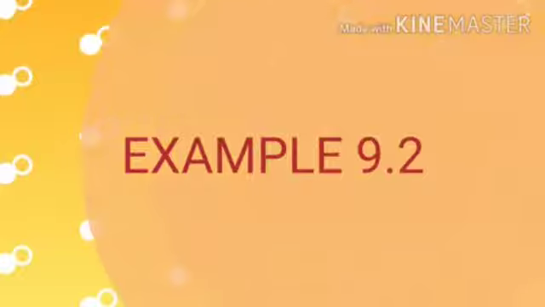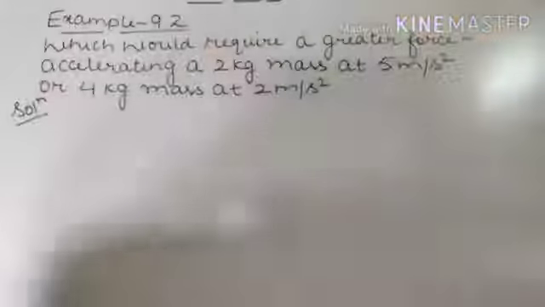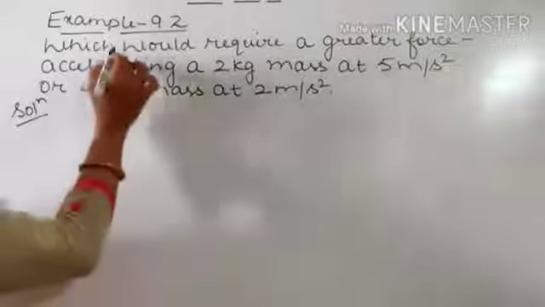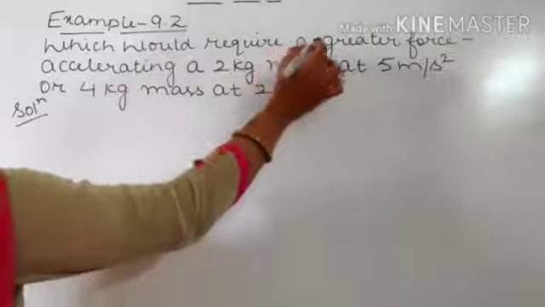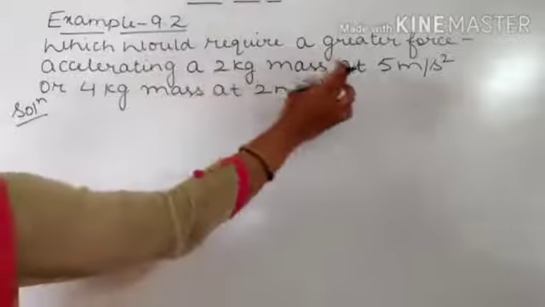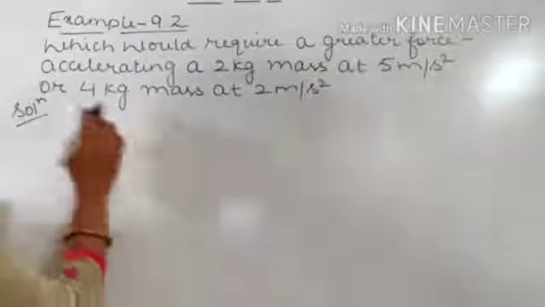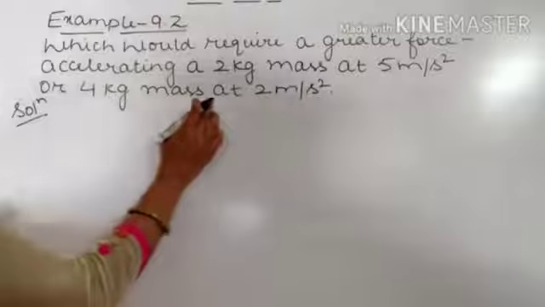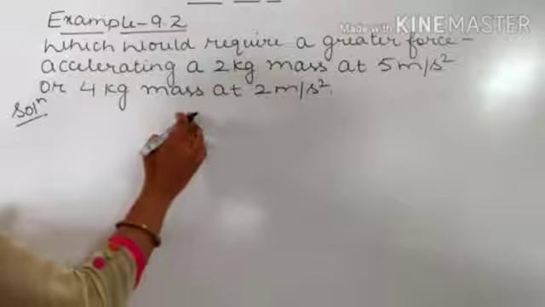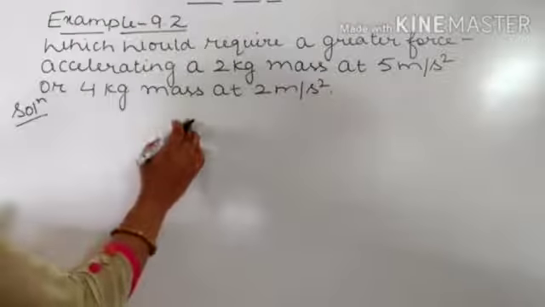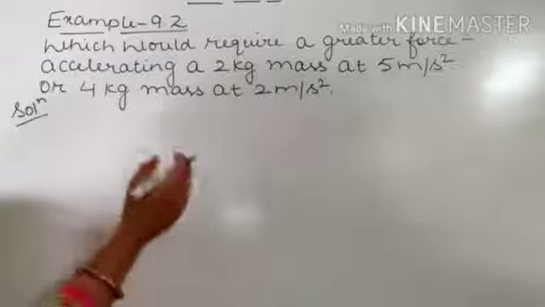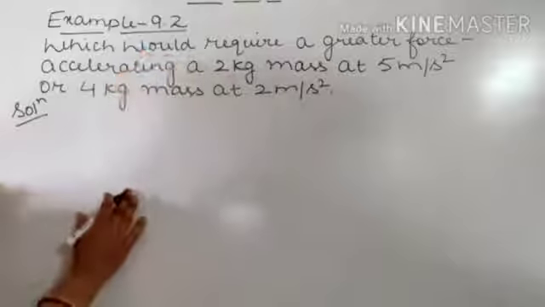Let's solve example 9.2. Now see example number 9.2: which would require a greater force, accelerating a 2 kg mass at 5 meter per second square, or a 4 kg mass at 2 meters per second square. It means two masses are given and their accelerations are given. So we have to find out the force in each case. And at last we have to tell which would require a greater force.